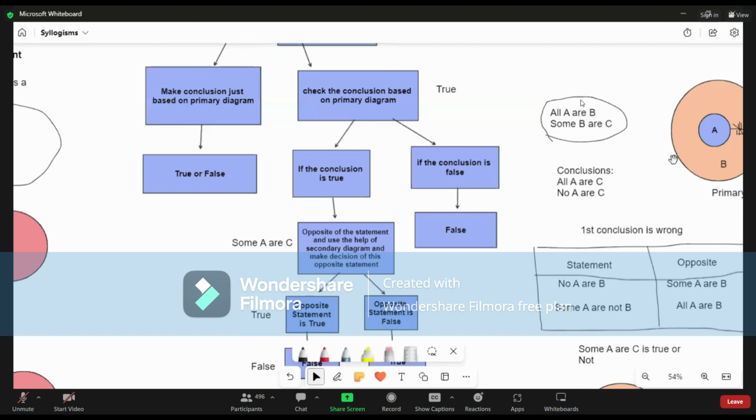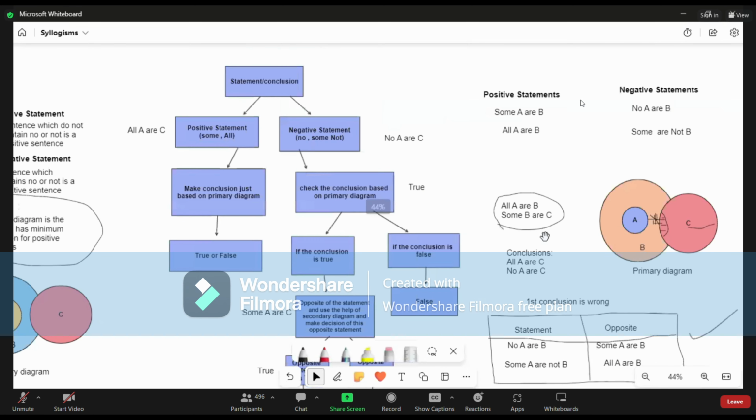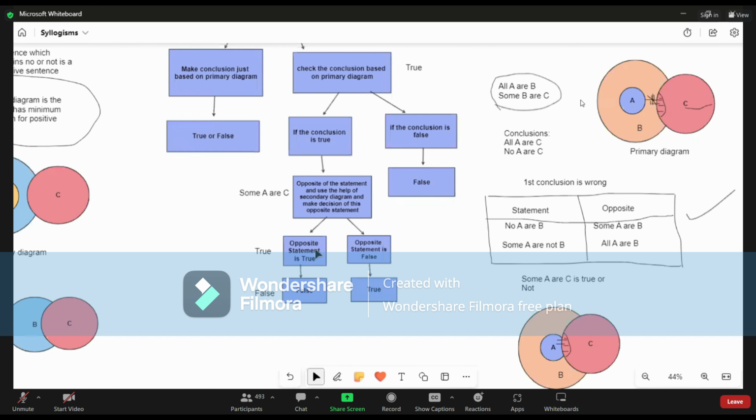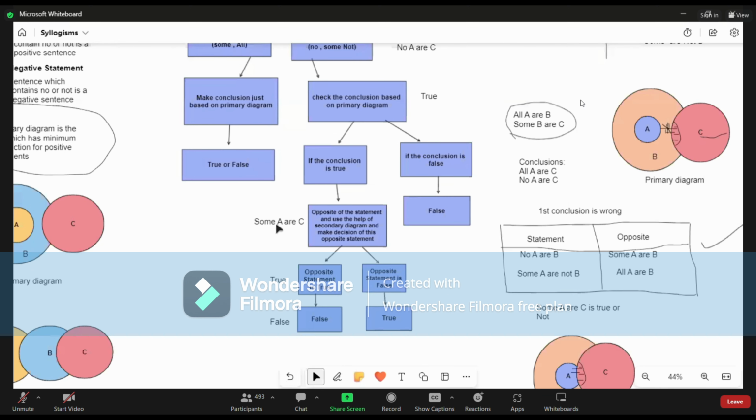That is, I have mentioned before, these are the positive statements and the negative statements, and these are the opposites too. Like for some ARB, no ARB is the opposite, and for all ARB, some A R not B is the opposite. So you can see it over here too. So now for no ARB, the opposite statement will be some ARC. That is, I have written the statement as no ARC over here.